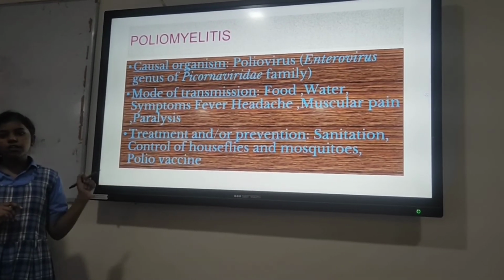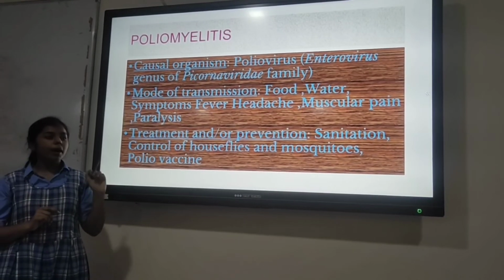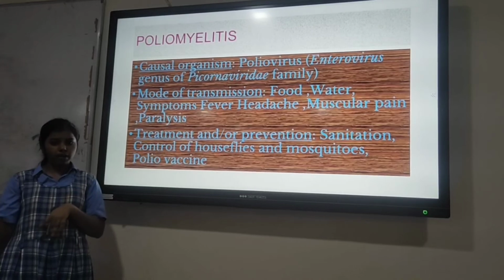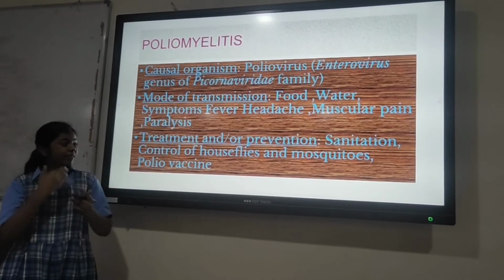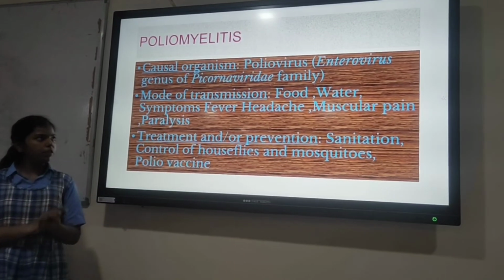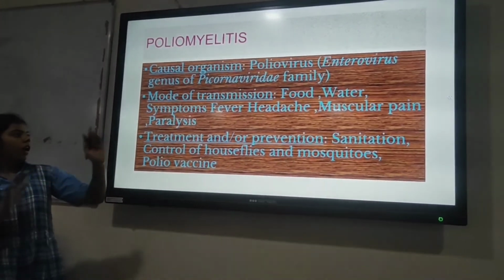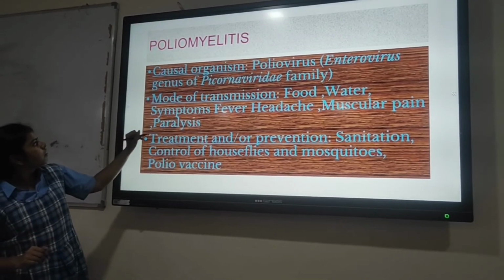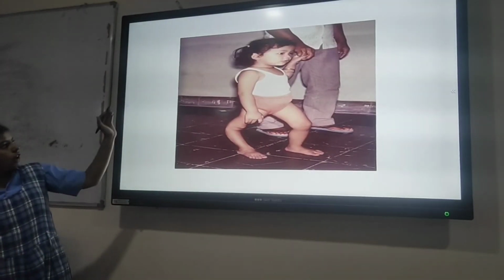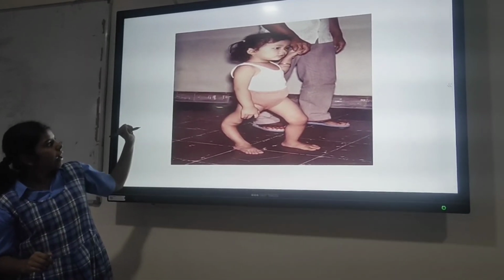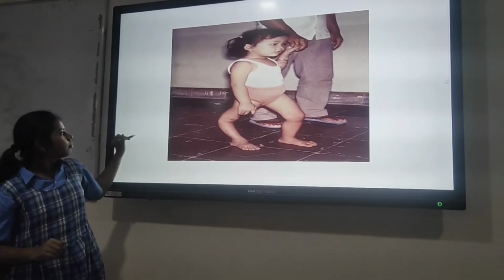Polio vaccine was once administered in India under a program called the Pulse Polio Vaccine Program, which administers vaccines to children below the age of 5. Next. This is a child who has polio and is getting treatment.